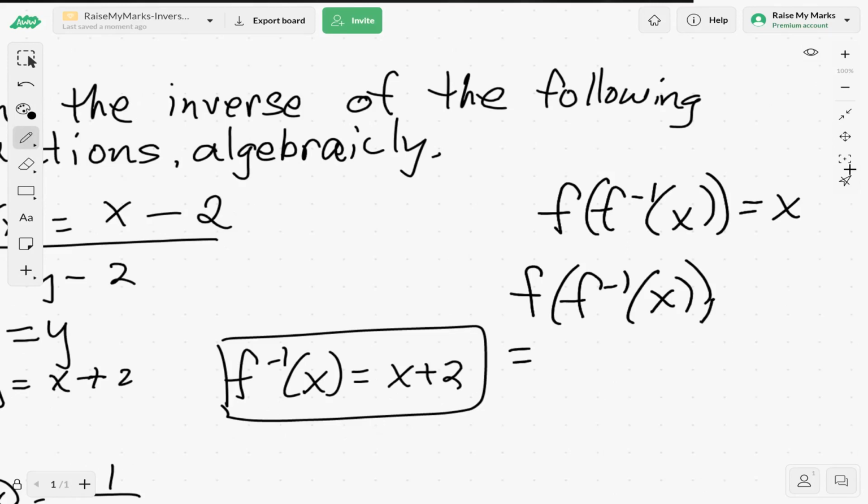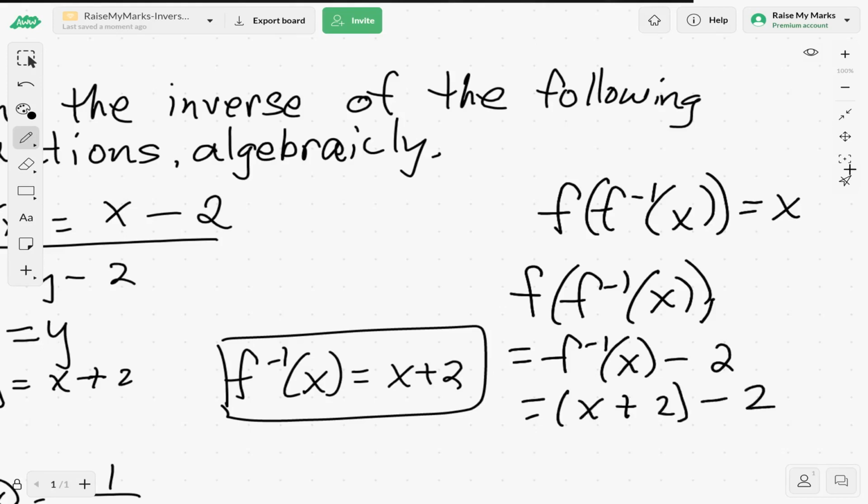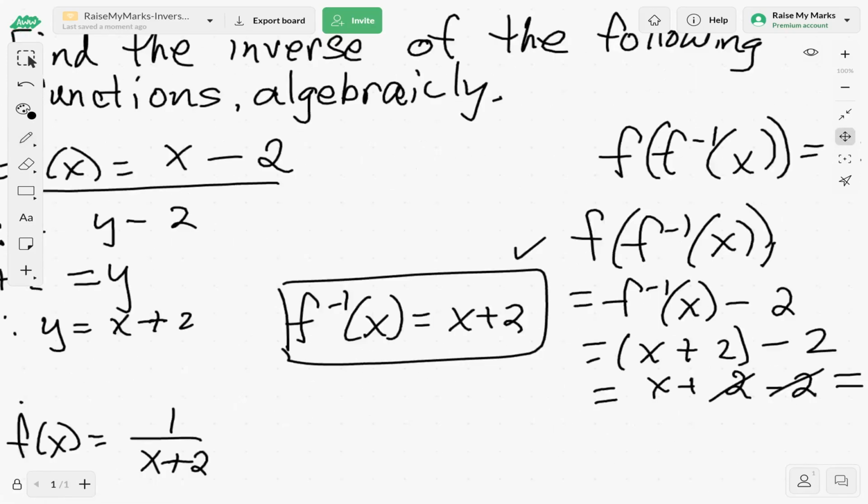So our function f is x minus 2. So we're going to replace the x with f inverse, minus 2. F inverse equals x plus 2. All that minus 2. And what do we get? We end up with x plus 2 minus 2. The 2 and the minus 2 cancel out to give us 0, and we're left with x. So we are indeed correct. Our f inverse function is x plus 2. All right, let's look at another example.